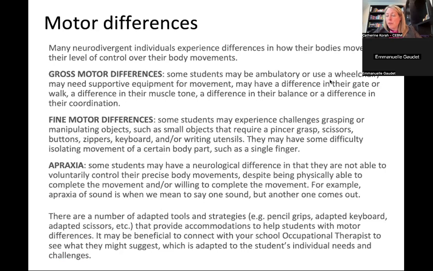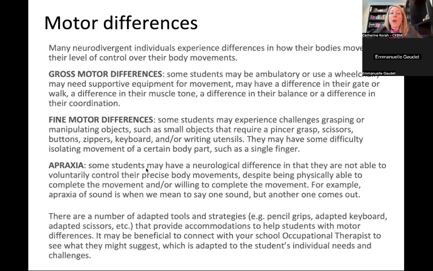Just to name a few examples in the gross motor, it could be that they need supportive equipment to move, that their gait to walk is different, their muscle tone is different, so their balance is not the same, their coordination is not the same. All that can play into gross motor. In terms of fine motor, it might be difficult for them to manipulate certain objects, to pinch or to grasp, to use scissors, to button, thinking about how they get dressed to go outside and when they come back from outside, the zippers, using utensils to eat and so forth. These could be all different types of differences and challenges for our neurodiverse population.